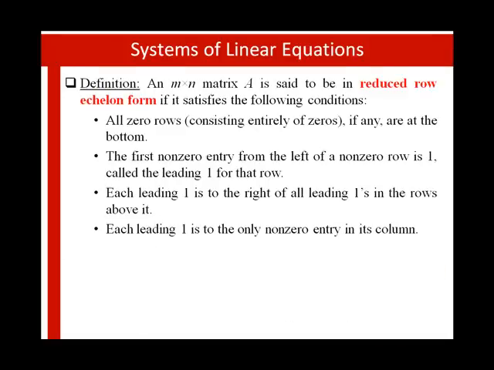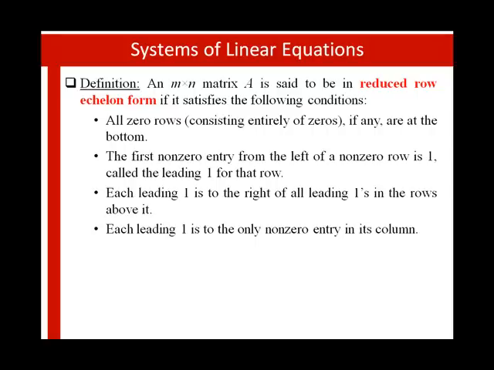By definition, an m by n matrix A is said to be in reduced row echelon form if it satisfies the following conditions. All zero rows, consisting entirely of zeros, if any, are placed at the bottom. In other words, if by applying the elimination process we have a row of zeros, we move the row of zeros to the bottom of the matrix.